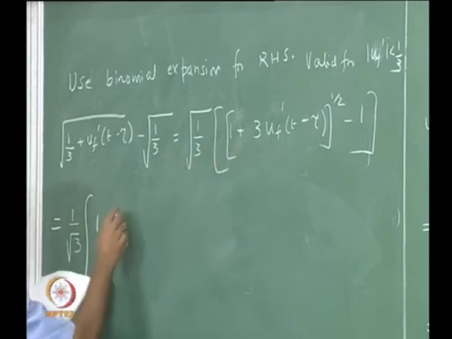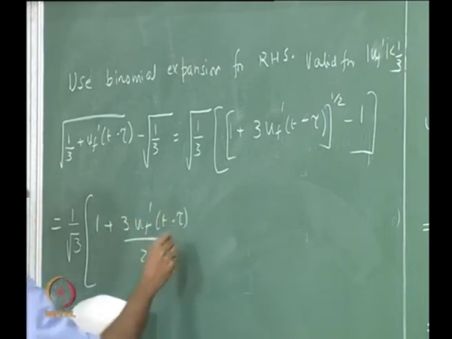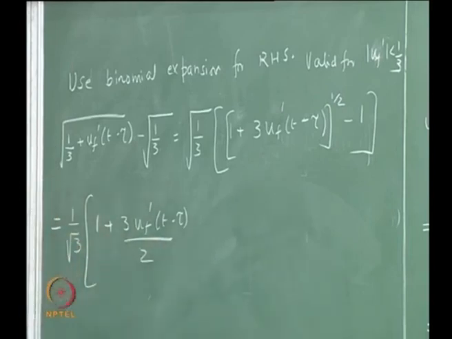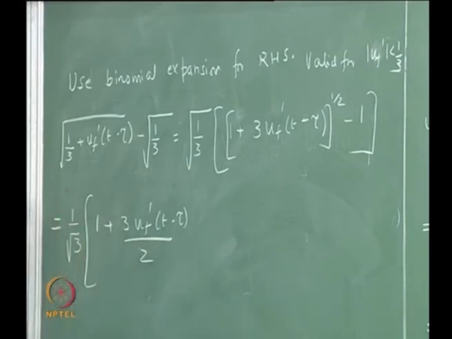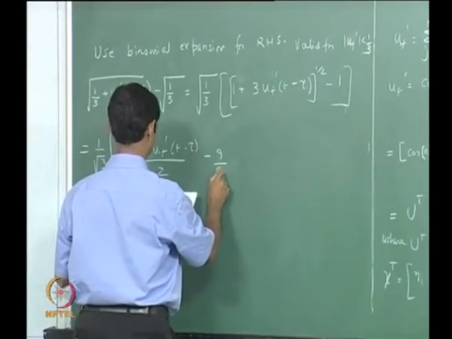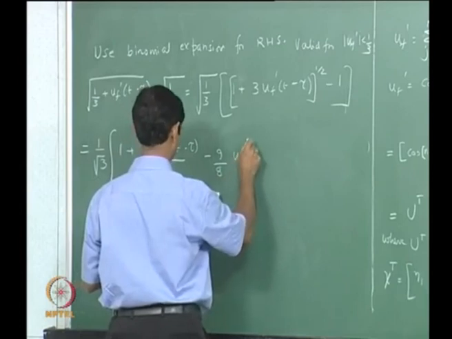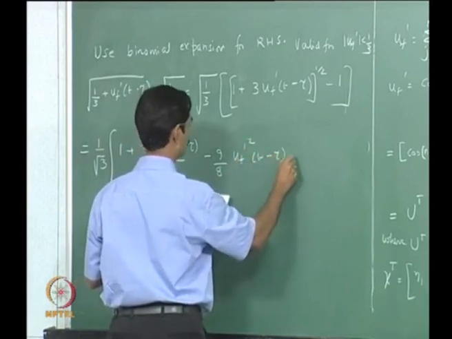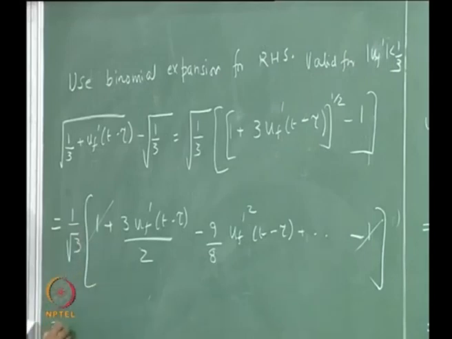So we expand this term, so you'll get 1 plus 3 UF prime times t minus tau divided by 2, and the next term would be... what is the expansion of 1 plus x^2. So the next term will be minus half times minus one, which will give minus 9/8. So you can cancel this one and this one, and now you can simplify it by taking it out.